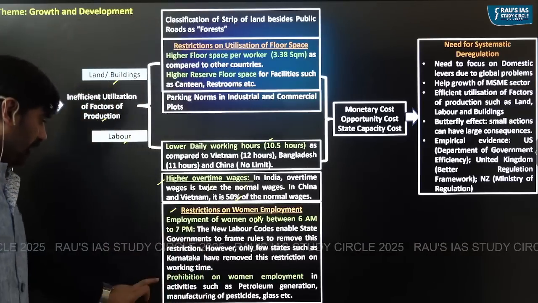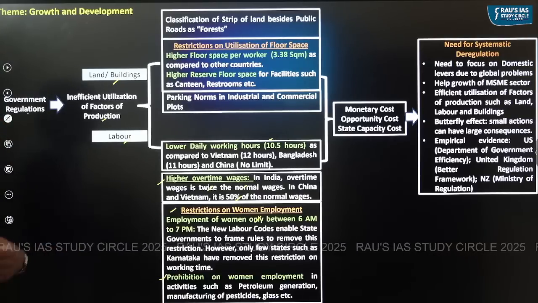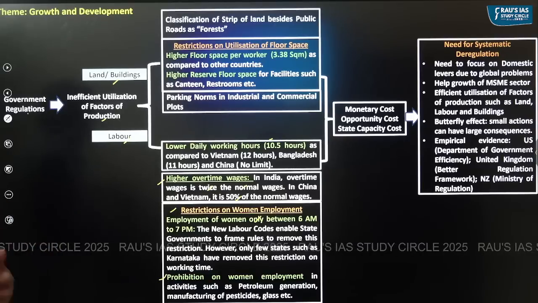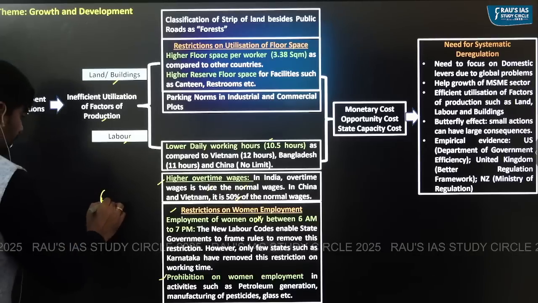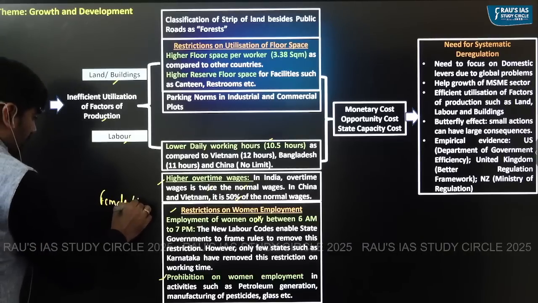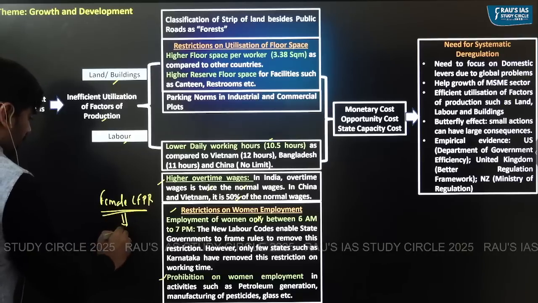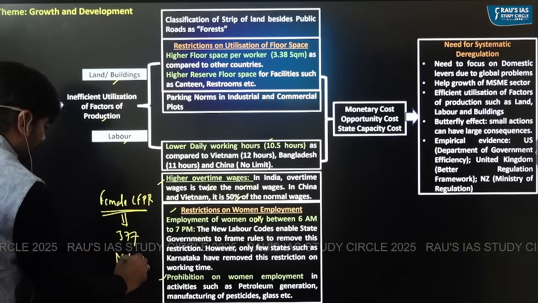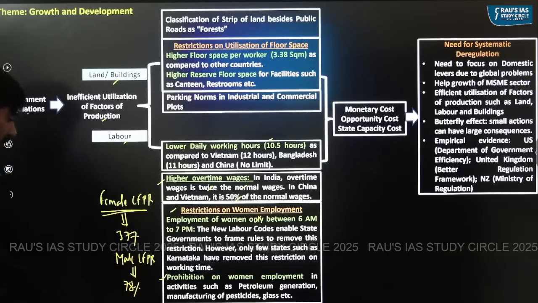Apart from that, we also prohibit women's employment in certain activities which we think are dangerous, but in a way, it is affecting the employment of women. That's one of the reasons why the female labor force participation rate in India is around 37%, while the male labor force participation rate is almost around 78%.